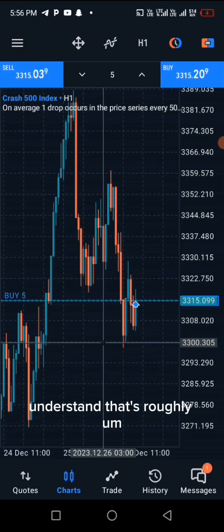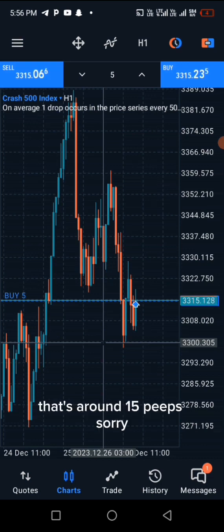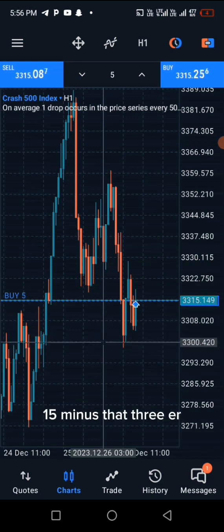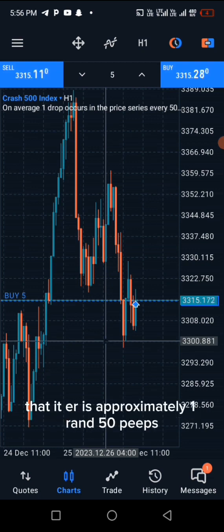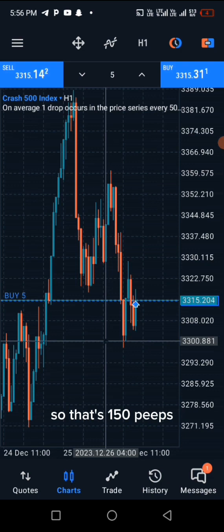Understand? That's roughly 150 pips. Sorry, if you subtract 33.0 from 33.15, that is 0.15, which is approximately 150 pips, because you always multiply it by 10. So that's 150 pips.